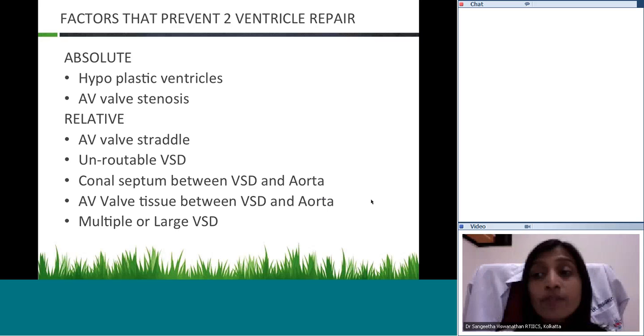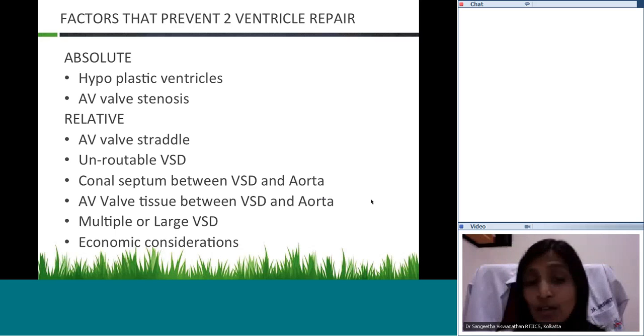When you have a very large VSD, almost like a single ventricle, or you have multiple VSDs, these can be factors that prevent biventricular repair, and perhaps the risk of long bypass time, very complex operation versus performing a good single ventricle surgery, has to be weighed.